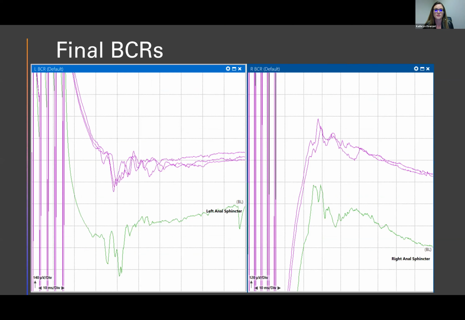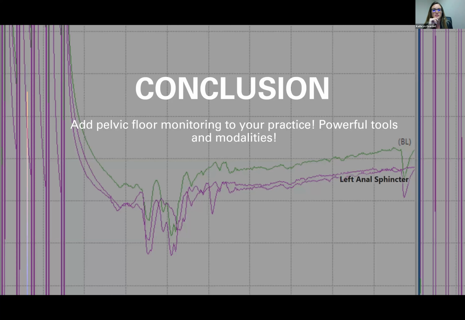And when the filum was released, everything stayed stable as far as our motor evoked potentials and our bulbocavernosus reflex. So in conclusion, you should add pelvic floor monitoring to your practice. The tools are very powerful, and there's a great availability of modalities to be run.